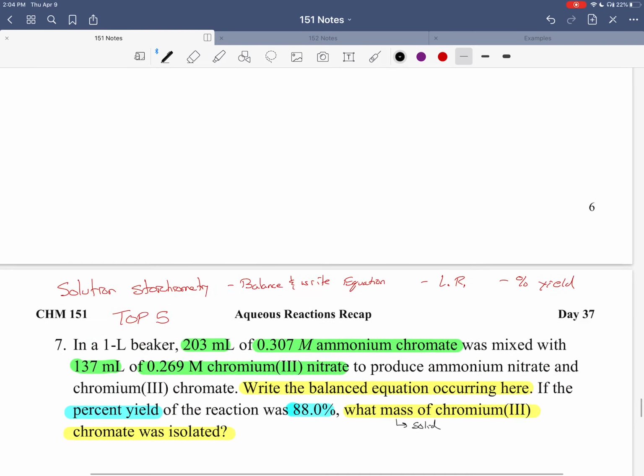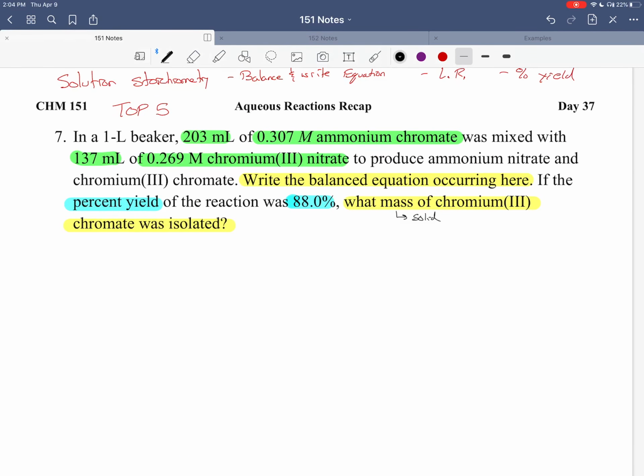So I'm going to write down ammonium is NH4 plus, chromate, CrO4 2 minus, chromium 3, and nitrate. So I have my ions written down. So we know we have ammonium chromate, (NH4)2CrO4, and that's aqueous because it's in solution. Whenever I'm given these molarities, we know it's going to be aqueous. I'm not going to give you an aqueous solution that doesn't have a molarity or vice versa. You can't have a molarity of a solid.